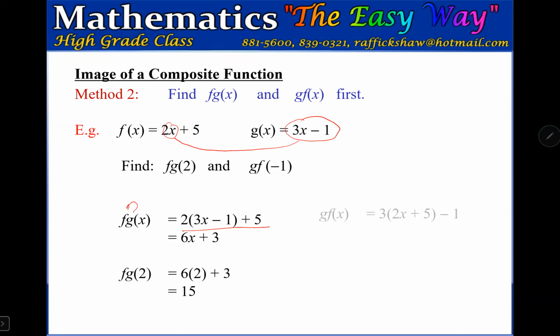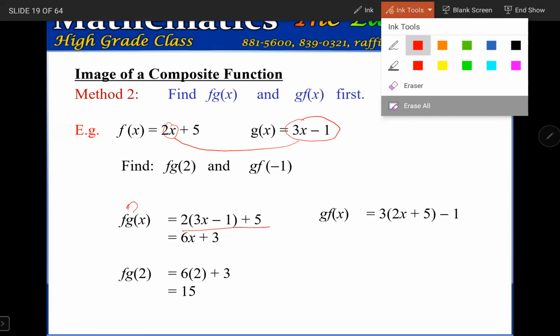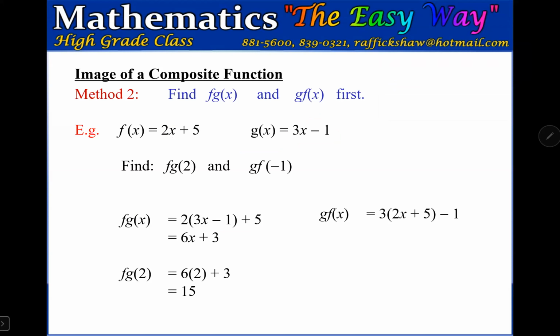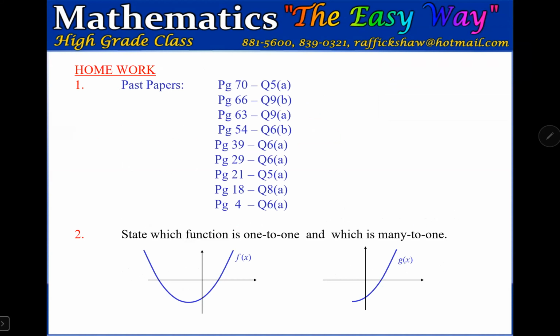And then I get 15. Now for g of f, the other way around, when I want g of f to get the 8, I put the f into the g. That's how I get that, and then you work it and you get 8. So that's what I just wrote out for you. We covered it. That's the homework, guys. This is in the functions handout.